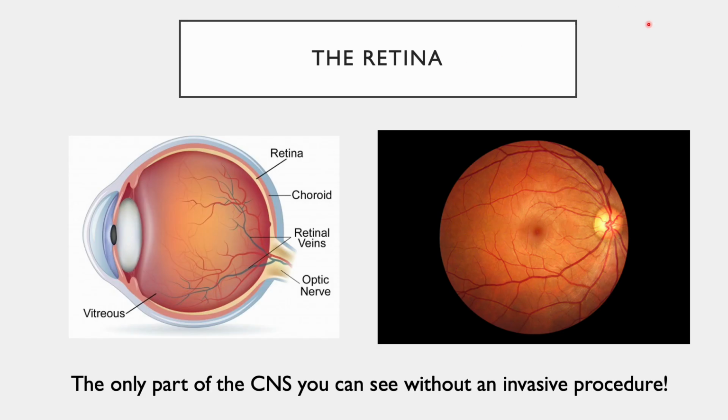The retina is actually like a window to the brain because it's the only part of the central nervous system that you can see without an invasive procedure. You can look at the retina for signs of macular degeneration, diabetic eye disease, detachment of the retina, and degeneration of the rods and cones in the retina.